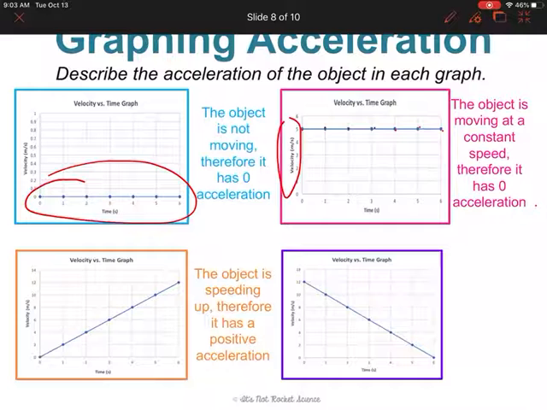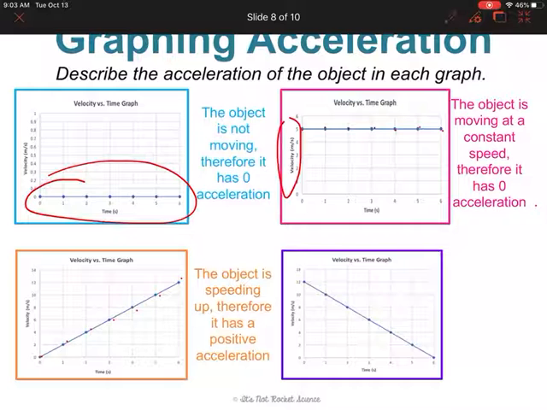Then when we've got a sloped line, right, that means that the object is speeding up, right? So if you look over here, its velocity is increasing. So it's at 0, then it's at 2 meters per second, 4 meters per second, 6 meters per second, 8, 10, 12. So it's constantly gaining speed, so it's positively accelerating.